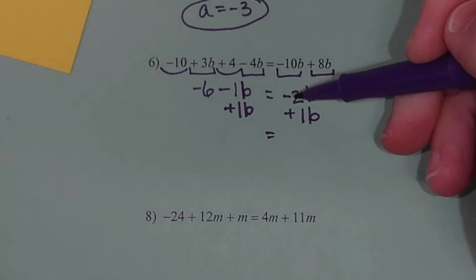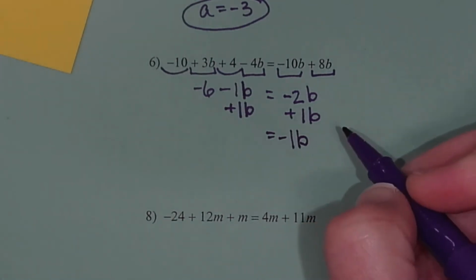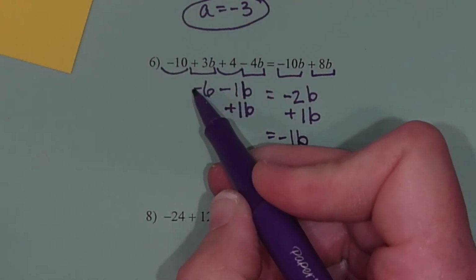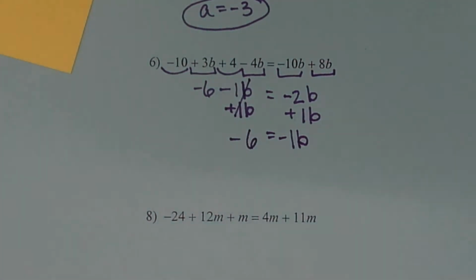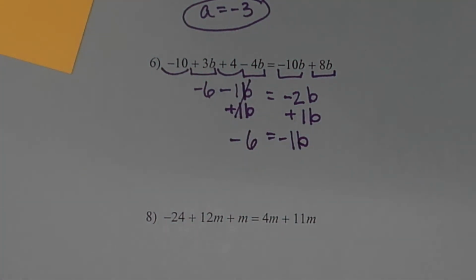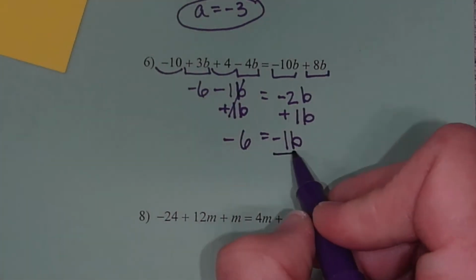And let's see, -2 plus 1 equals -1. So now I have -1b over here. And I'm going to bring down my -6. So these went away, and I'm bringing down my -6. Okay, we're getting real close now. We just have to get the b by itself. So to get rid of the -1, let's divide by it.